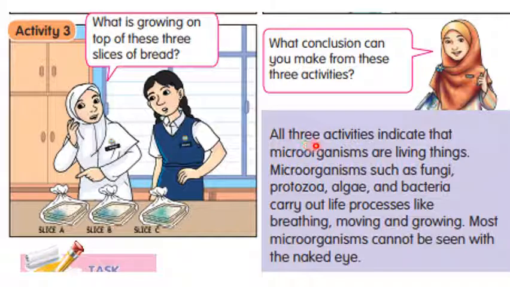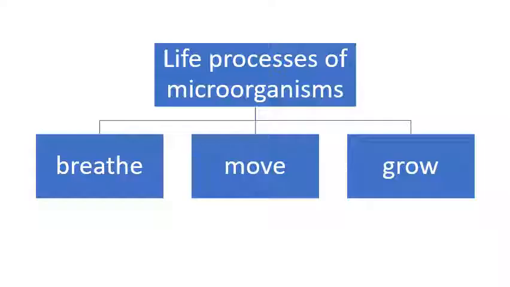So all the 3 activities indicate that microorganisms are living things. They carry out the processes of breathing, moving, and growing. And most of the microorganisms cannot be seen with the naked eye. Okay class, this is the summary of the life processes of microorganisms, which they can breathe, move, and grow.